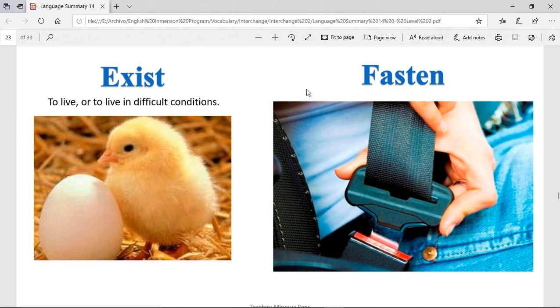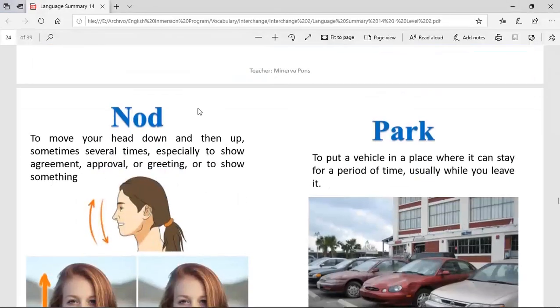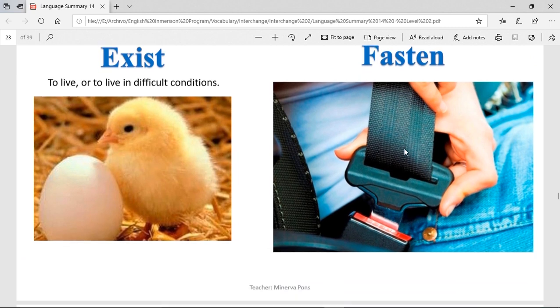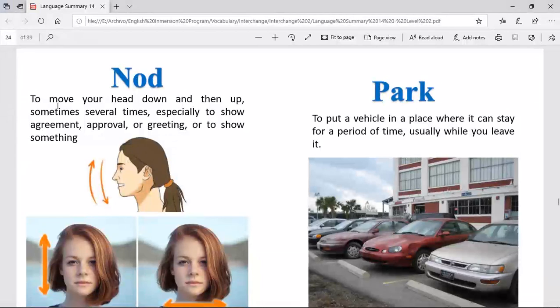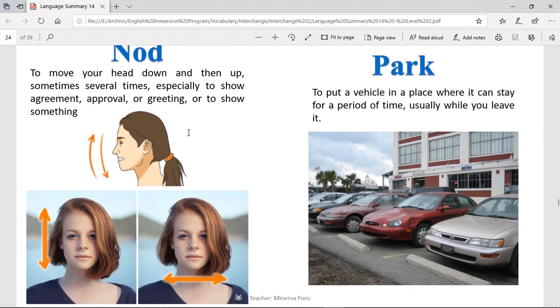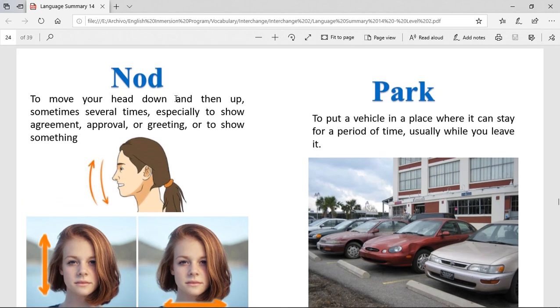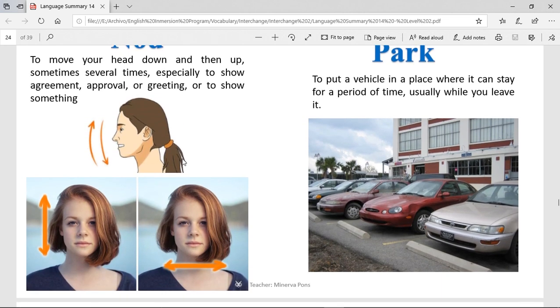If you're not existing, well, that's hard. Fasten. To fasten is to put things on in a way. For example, you can fasten your seatbelt, and then you put it on you. You can also fasten a sword, and it's when you put it on the thing that you carry it. Nod. To move your head down and then up, sometimes several times, especially to show agreement, approval, or greeting, or to show something. When you nod, it's when you're saying yes with your head.